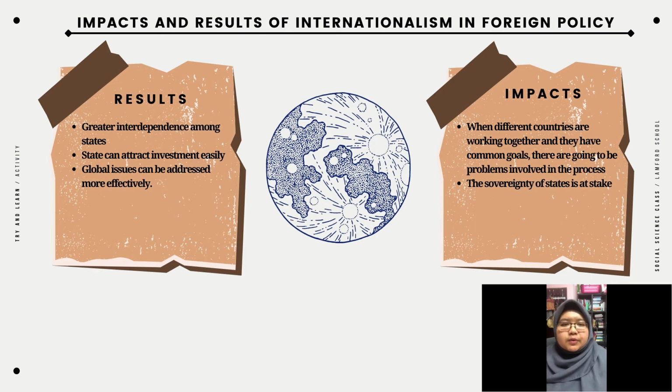The involvement of supranational organizations such as the United Nations and the Arctic Council can address these global issues more effectively. And the negative impacts of internationalism in foreign policy are, firstly, when different countries are working together and have common goals, there are going to be problems involved in the process. And lastly, the sovereignty of states is at stake, because sometimes too much involvement from other nations can threaten the sovereignty of a state, because they might have their own national interests that they want to achieve by involving themselves in other states' affairs.